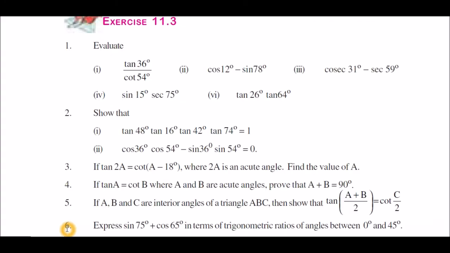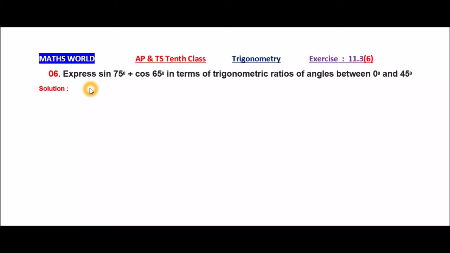Now the last question, sixth question. Express sin 75 degrees plus cos 65 degrees in terms of trigonometric ratios of angles between 0 degrees and 45 degrees. I repeat the question. Express sin 75 degrees plus cos 65 degrees in terms of trigonometric ratios of angles between 0 degrees and 45 degrees. Solution. Given that sin 75 degrees plus cos 65 degrees.